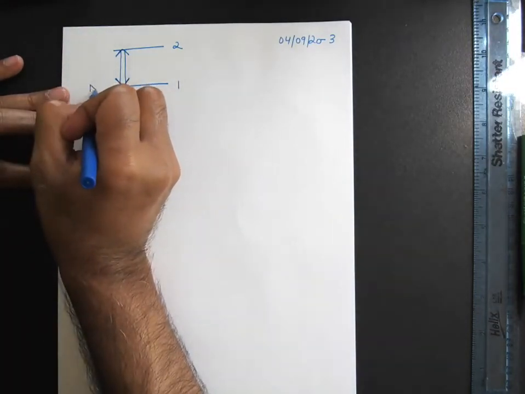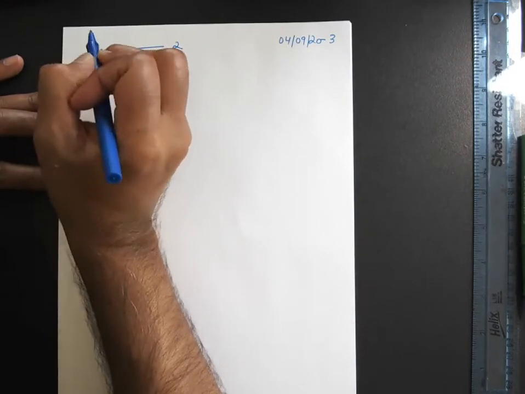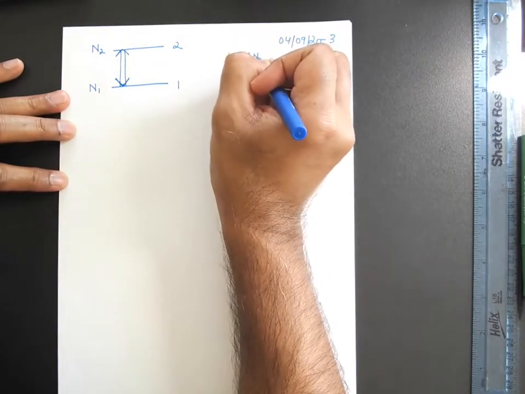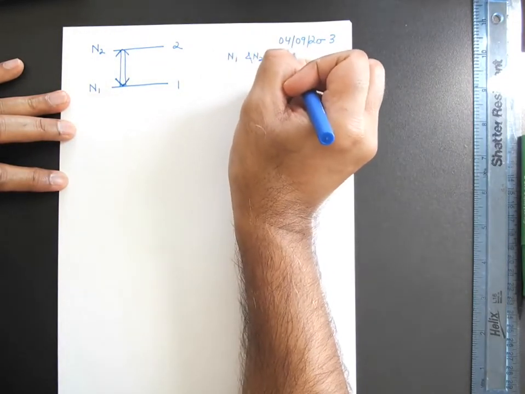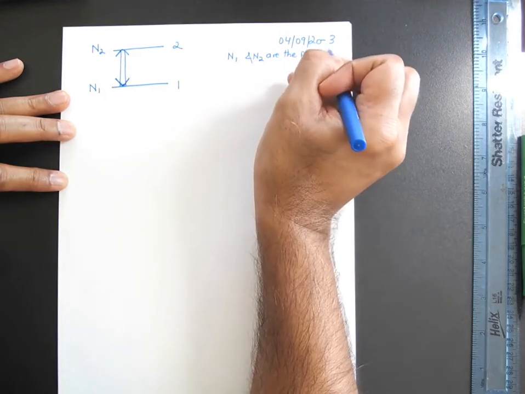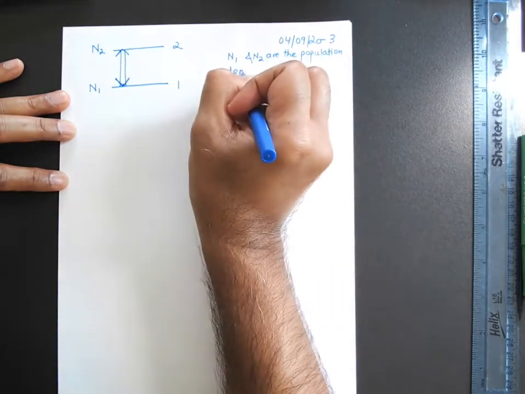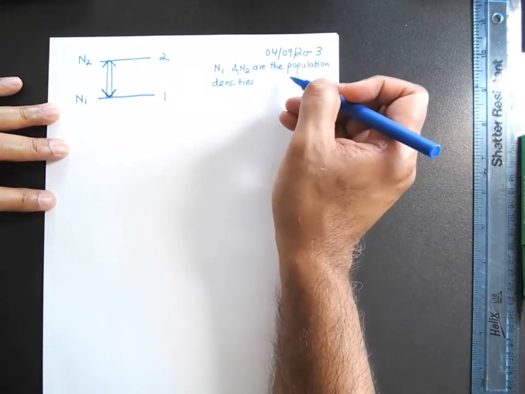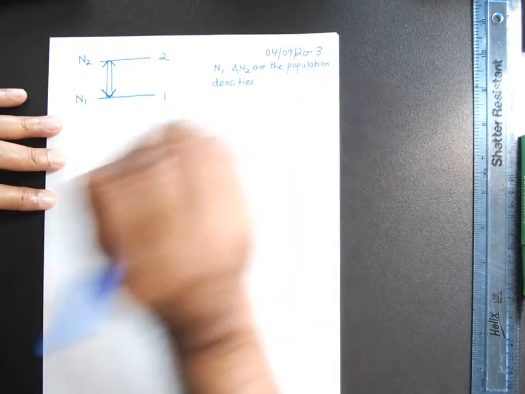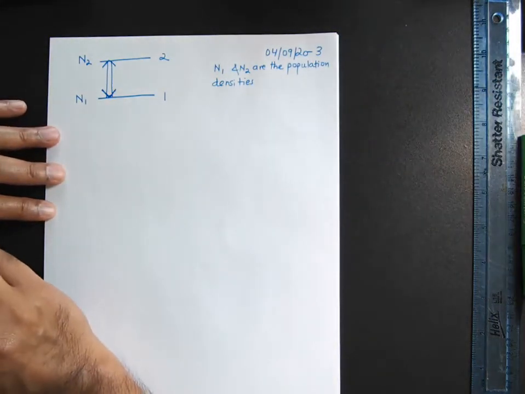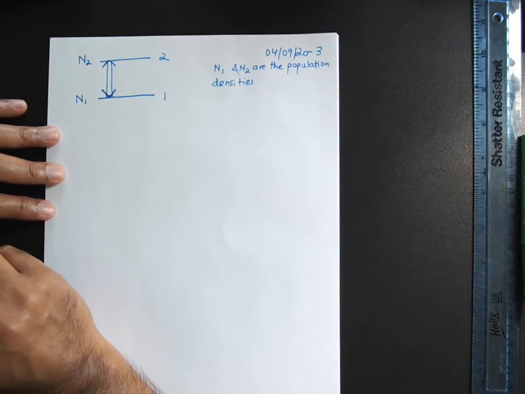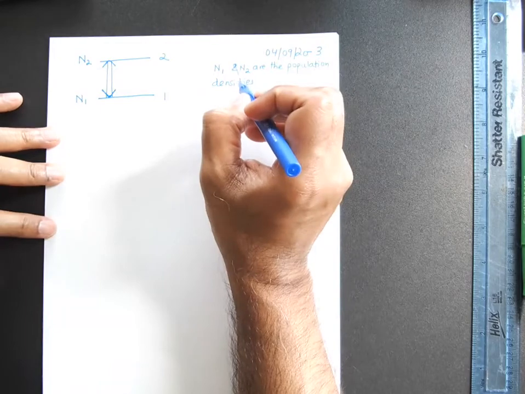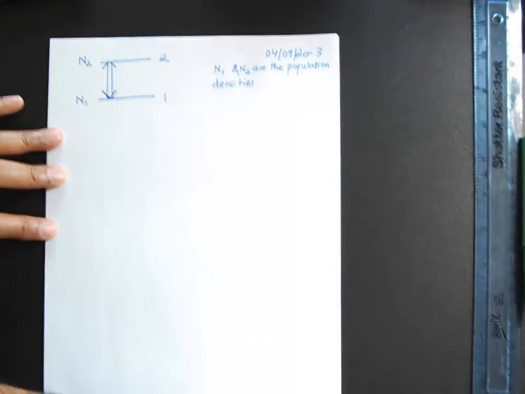Let's say N1 and N2 are the population densities. And you know, the equations that I'm setting up right now, this is exactly what laser engineers do. And almost this is all that laser engineers do from the theoretical standpoint. Of course, they do a lot of experimentation, but this is the theory. So N1 and N2 are the population densities in levels 1 and 2.